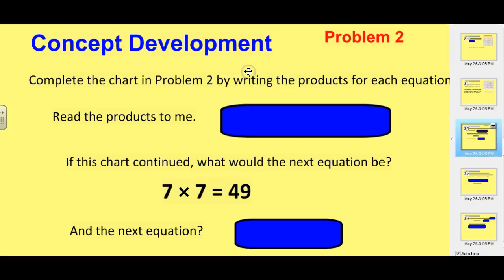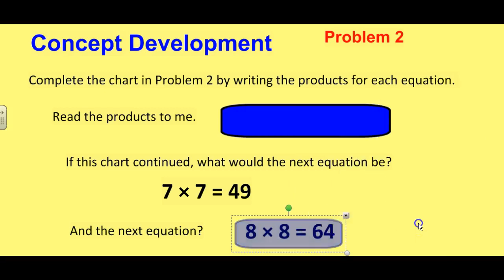The next equation would be 7 times 7, and it would be equal to 49. So what would the next equation be if we were to keep going? Write that problem on your board. So the next equation would be 8 times 8 is 64.